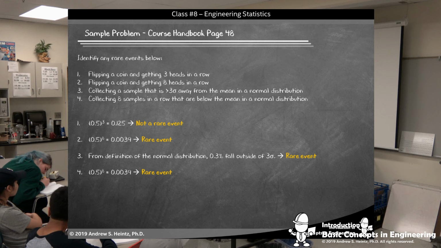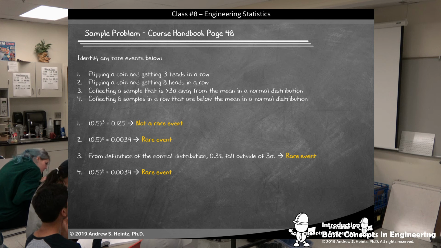How about number 2? Number 2 is rare because it's 1 out of 196. Okay, so I agree. In that case, I did 0.5 to the 8th, which is 0.0039, which is way less than 1%. So that is a rare event. Now, how about this one? You don't even need math for this one. What is the chance of collecting a sample greater than 3 sigma away from the mean in a normal distribution?